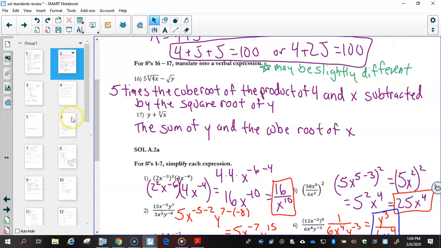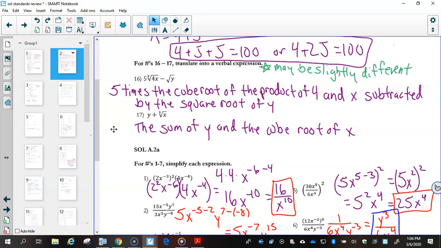Okay. For number 17, the sum of y and the cube root of x. Or you could have also said y plus the cube root of x. As long as you have something like that. The sum of y and the cube root of x.